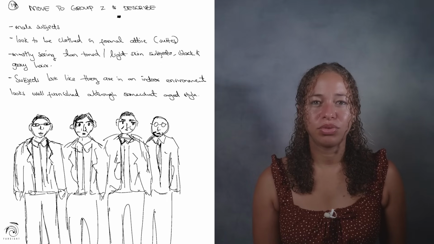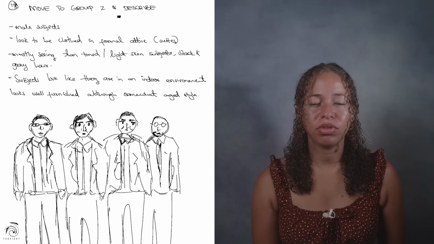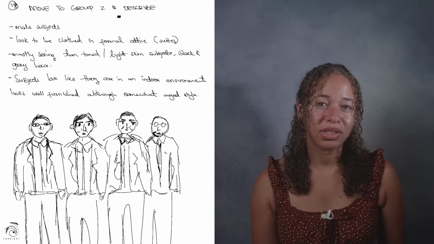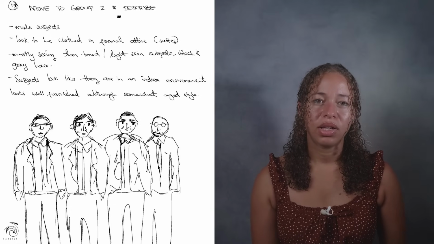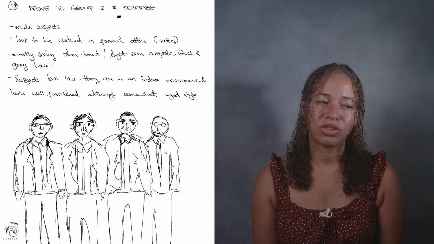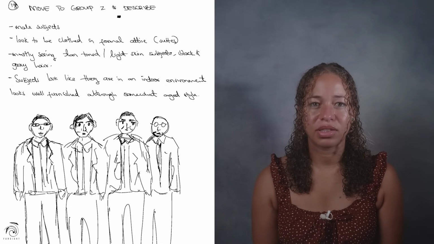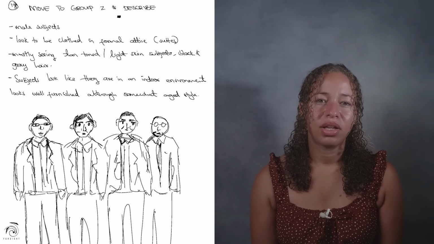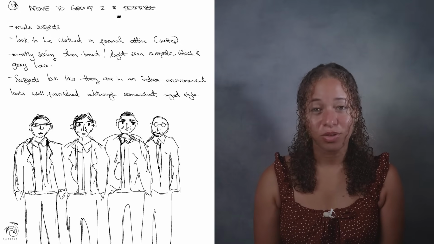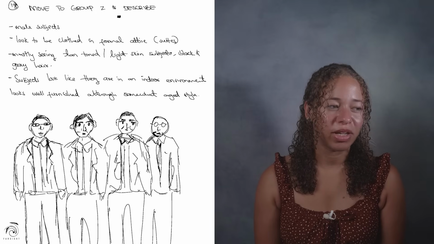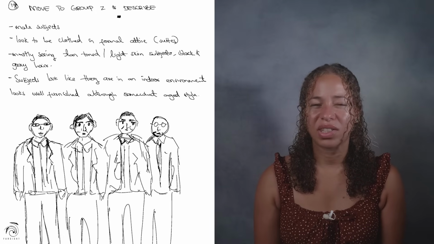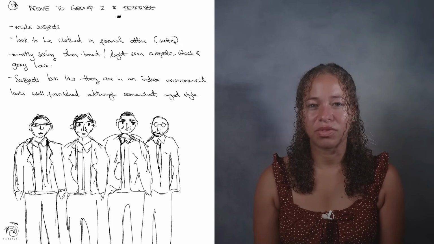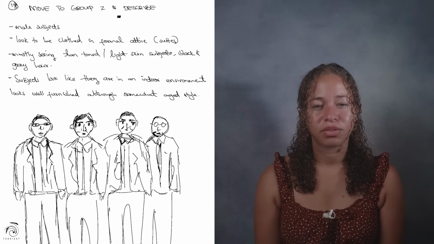All right, moving to group Z. So for this group, it's a group of male subjects. They look to be clothed in formal attire, so I'm seeing like suits. Mostly seeing tan-toned, light-colored subjects. Their hair, for the most part, is like black or gray. It looks like these subjects are in an indoor environment, and the indoor environment here looks well furnished, although it's kind of like aged. It kind of looks like an outdated type of style, but it's still well furnished.